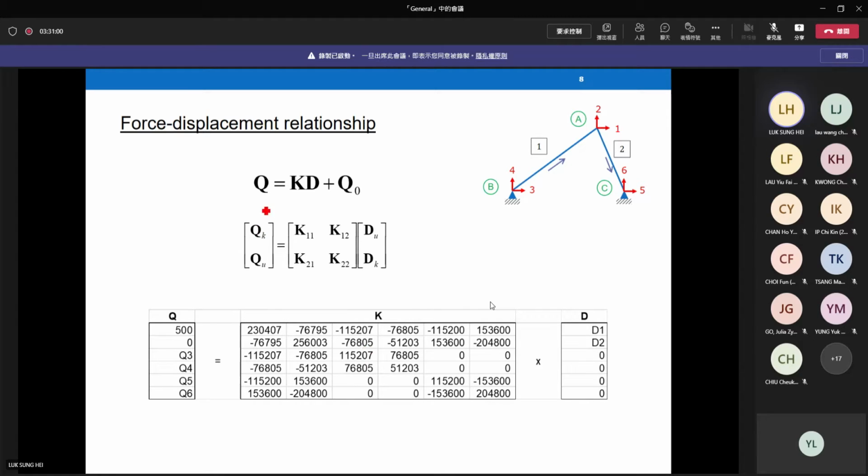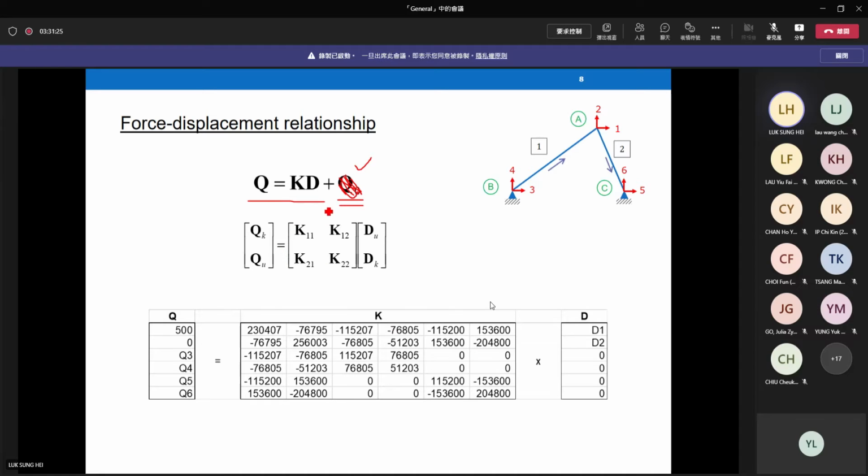Firstly, I construct the force displacement relationship Q equal to KD plus 1 additional factor, Q0. I will discuss what it is later. It's something related to the next sections in the notes. But it is 0 in these questions. So actually, you can ignore the Q0.